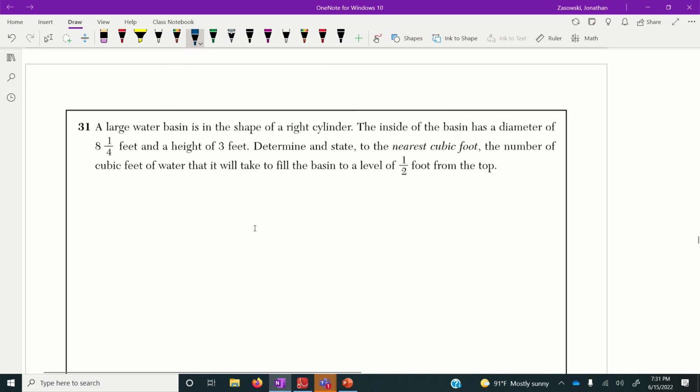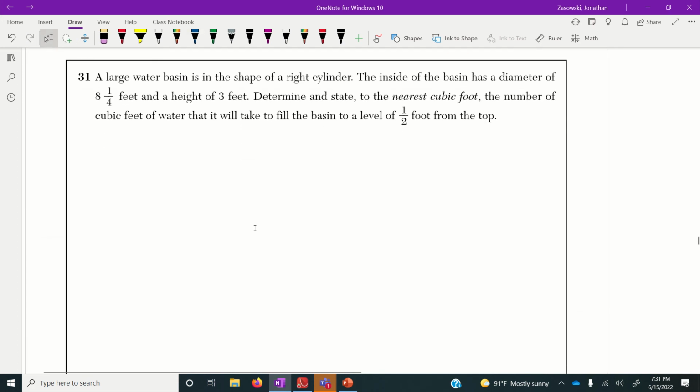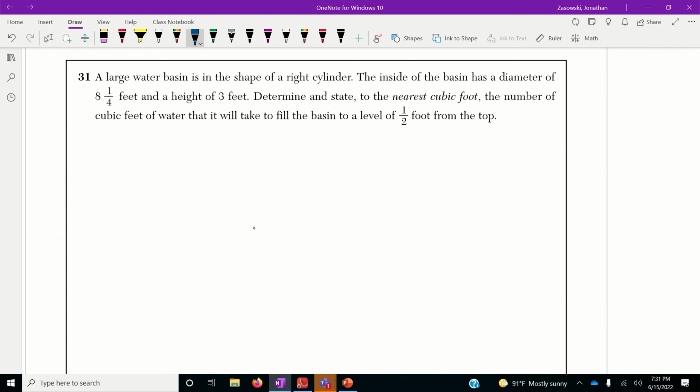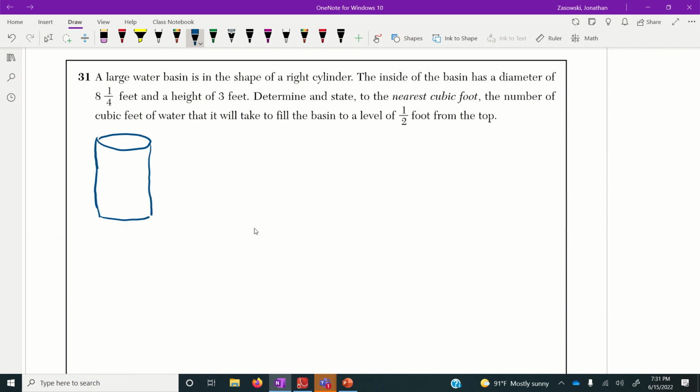Okay, 31, we have a water basin in the shape of a right cylinder. So right cylinder means that the height of the cylinder, we're going to be freezing again in a second here, I think. I don't know if your screens go all wonky, but mine just went black, so it's coming back. So cylinder, and the right cylinder means that the height here is the side length.